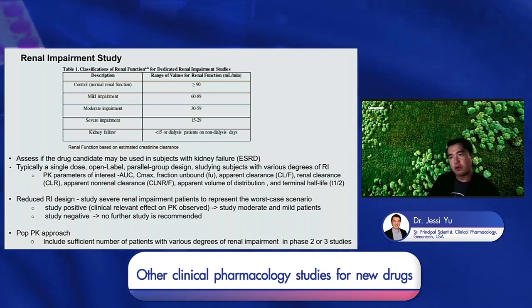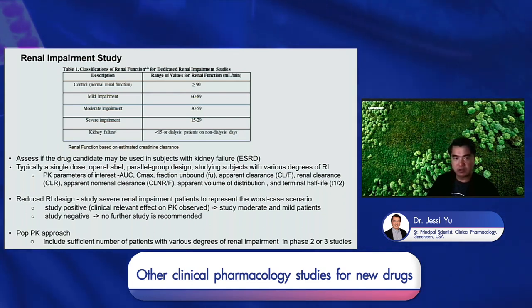The typical renal impairment study is a parallel design, where you study the drug exposure following a single dose in volunteers with various degrees of renal impairment. And if you don't expect renal impairment to have a significant impact on your drug exposure, you could also potentially do a reduced renal impairment study. Pretty much you just do one cohort with severe renal impairment. And if you don't observe any clinically relevant change in exposure in the severely impaired subjects, then you don't need to do the moderate or the mild cohort.